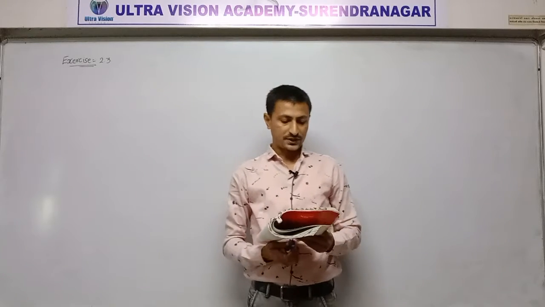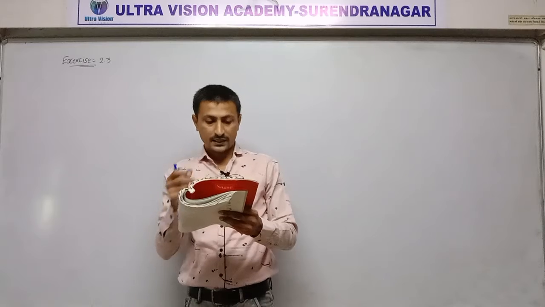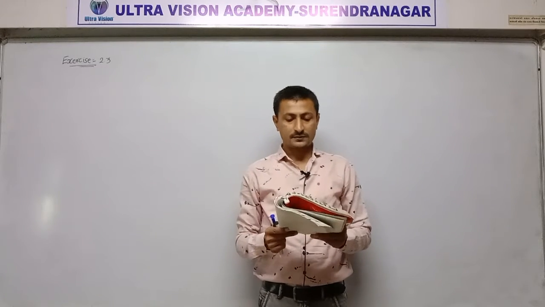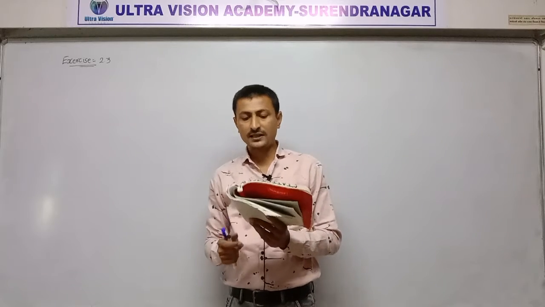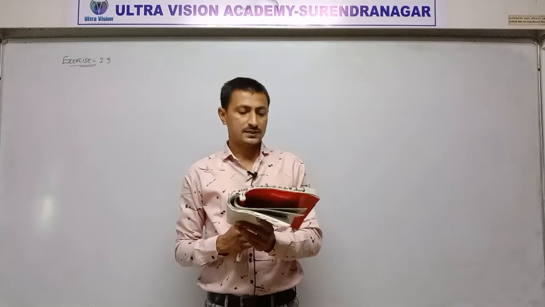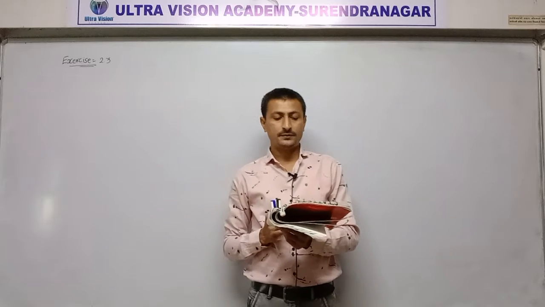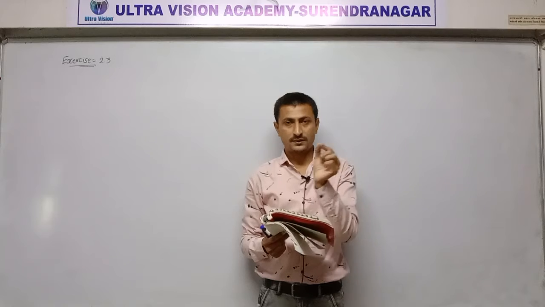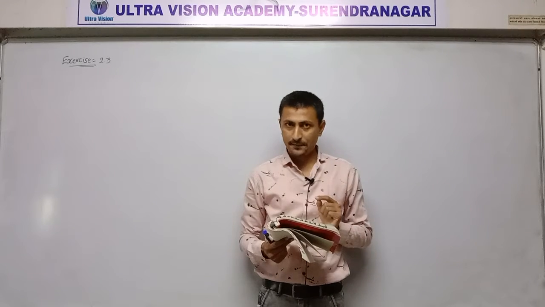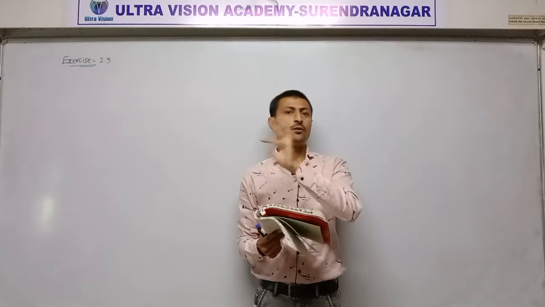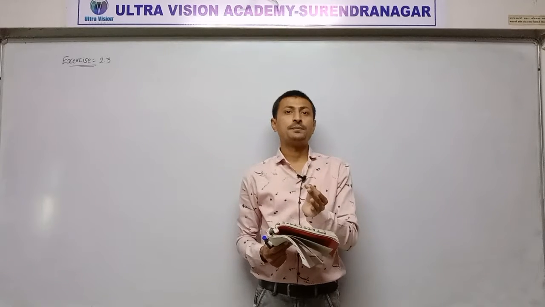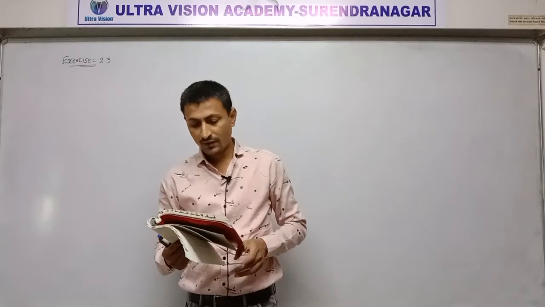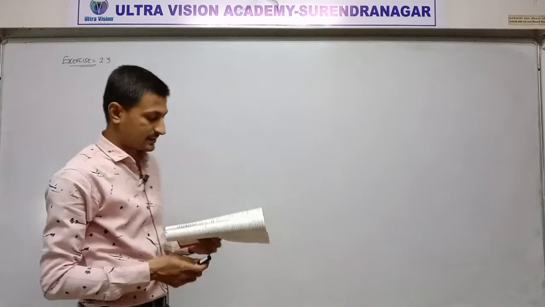Next, in question number 7. 10 contestants are ranked in a beauty contest by 2 judges, and the sum of square of differences in the rank is found to be 240. Underline 10 contestants, so n, the number of observations, is 10. The sum of square of differences means sigma d square is 240. Find the rank correlation coefficient.